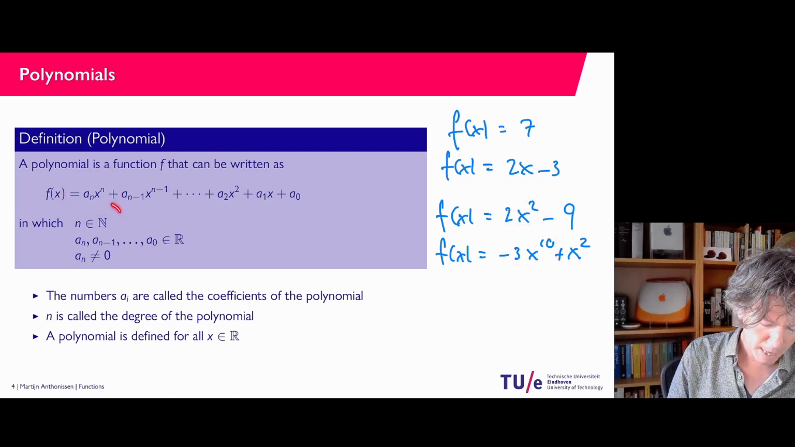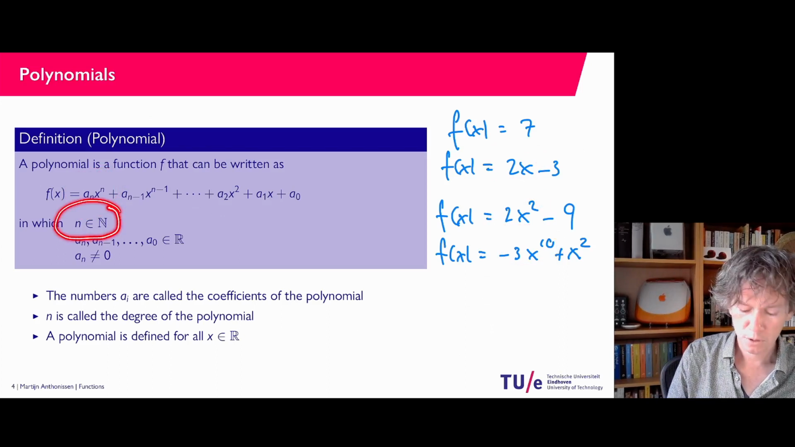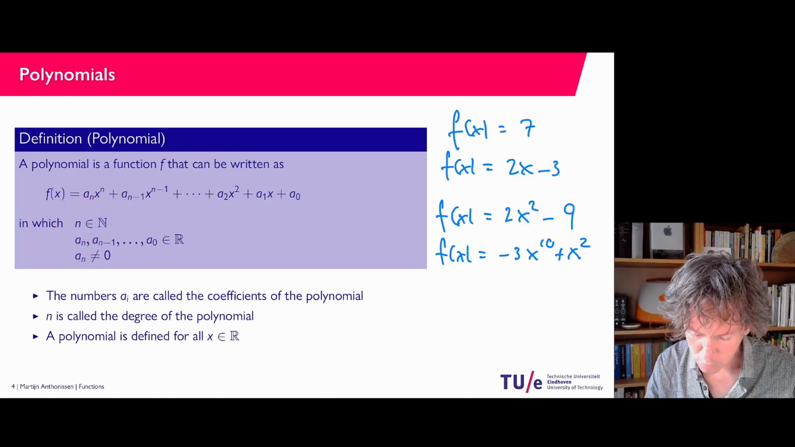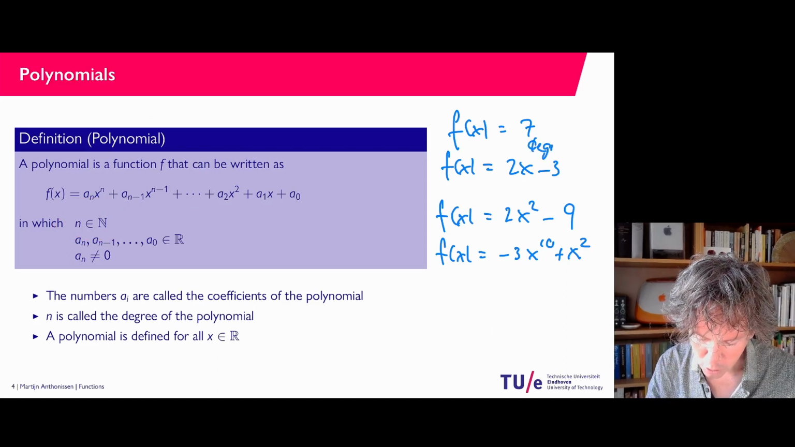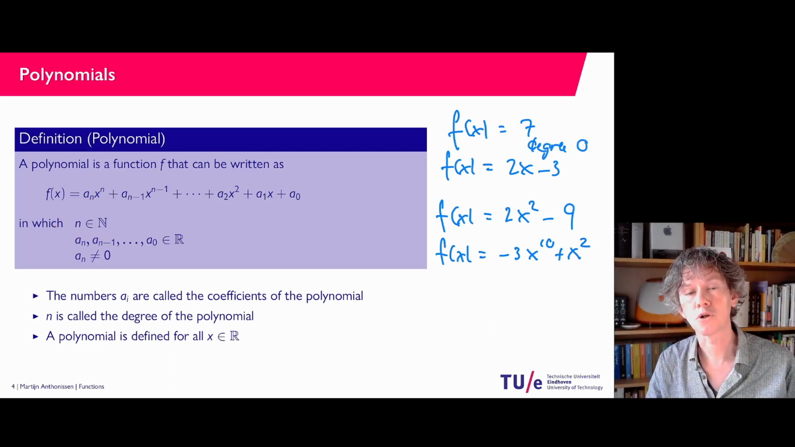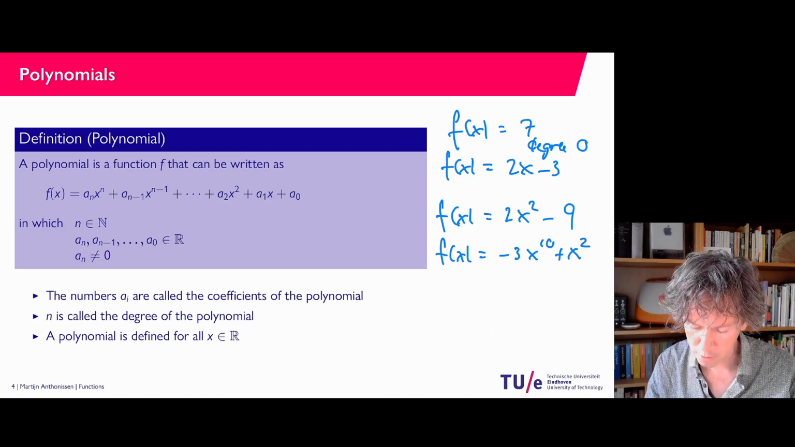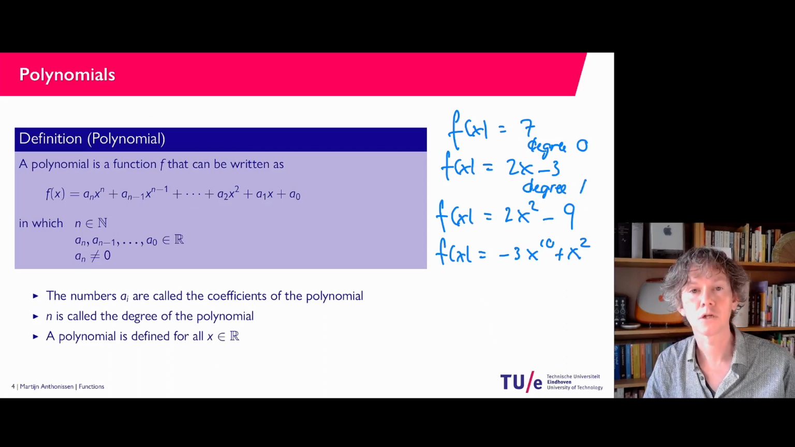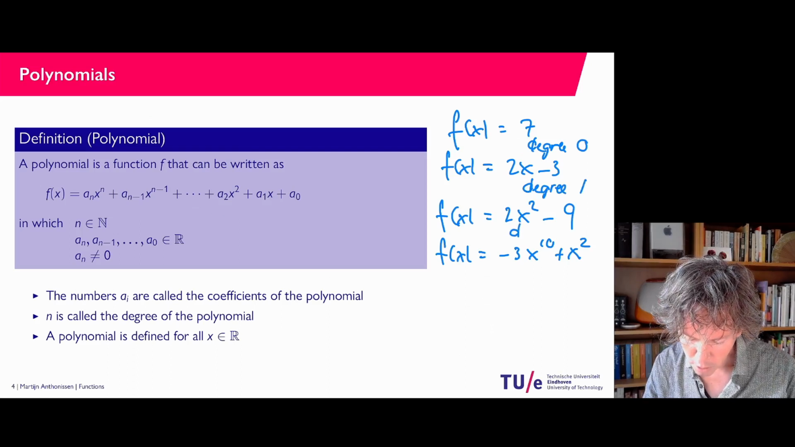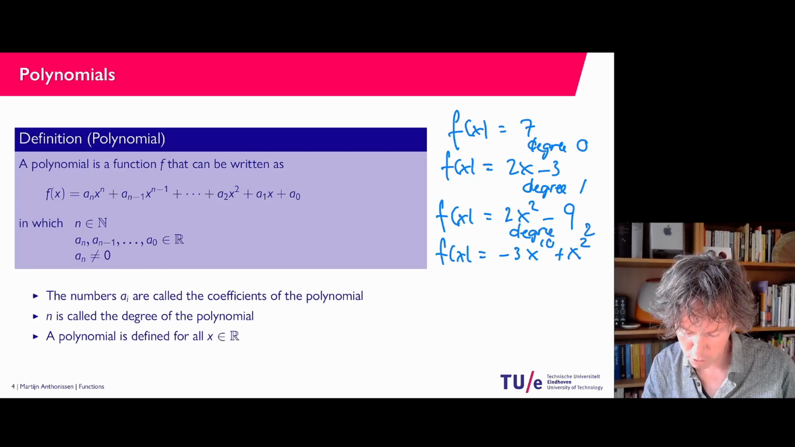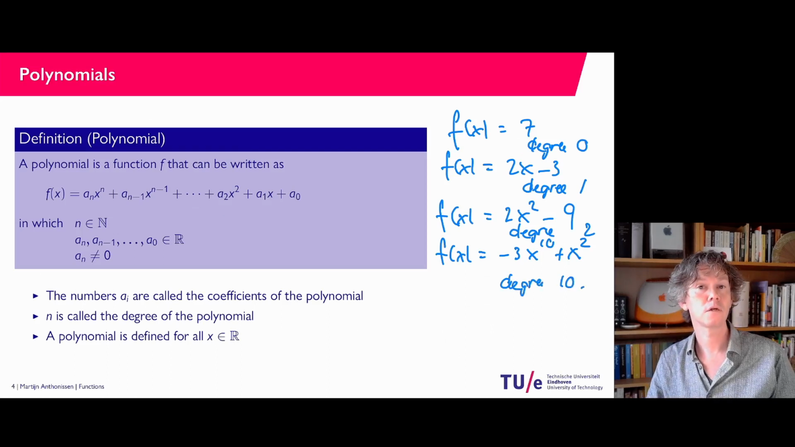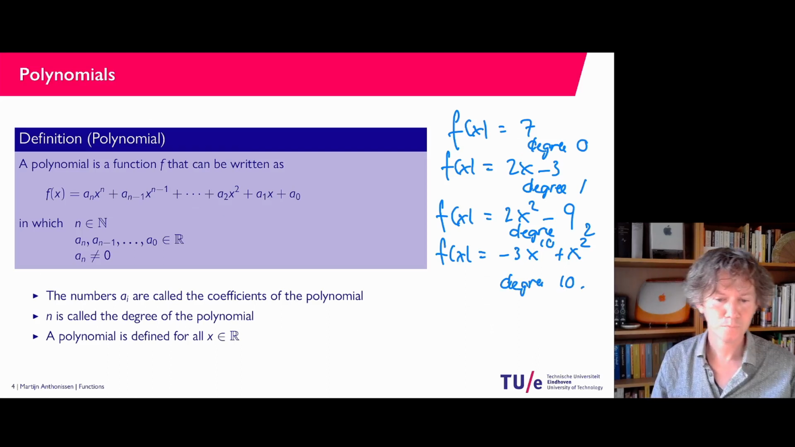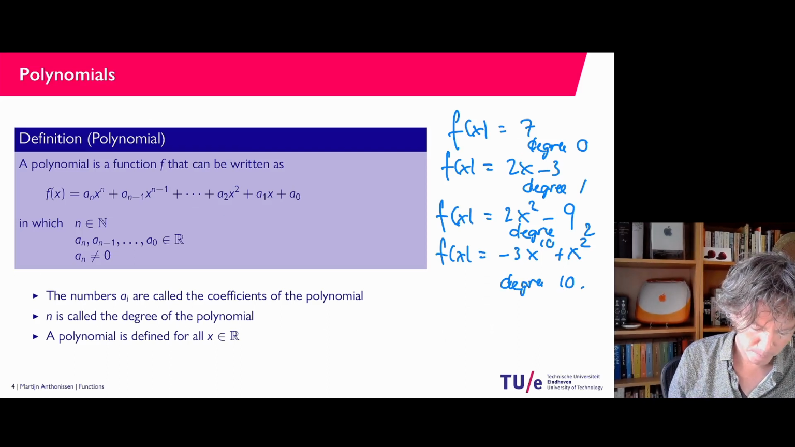The n, the highest power, is called the degree of the polynomial. So this polynomial has degree 0 because there is no x in there. X to the power 0 if you like, that's 1. This one has degree 1 because that is the highest power of x. And this one has degree 2 because x squared is the highest power of x. And this one has degree 10 because 10 is the highest power of x in the polynomial. So n is the degree of the polynomial.